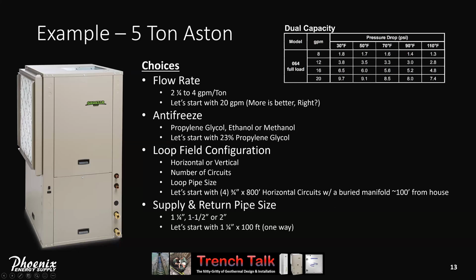Supply and return pipe. How do we get out to that manifold? We've got some choices: 1.25 inches, 1.5 inches, or even 2 inch. Let's start with 1.25 inches for the 100 feet run.